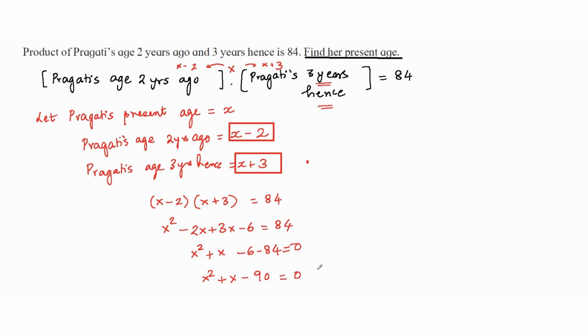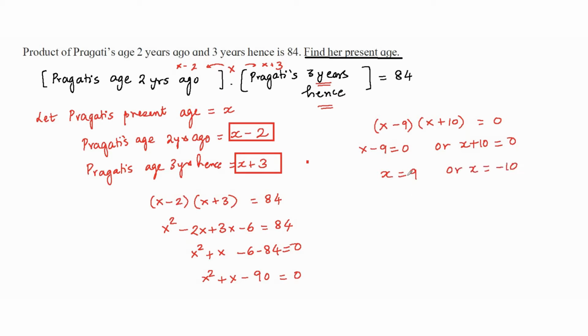So now we can solve this particular quadratic equation again by various ways. So I'm going to use factorization. So if I factorize, I get x minus 9 multiplied by x plus 10 is equal to 0. And therefore either x minus 9 is 0 or x plus 10 is equal to 0, which means x equals 9 or x equals negative 10.